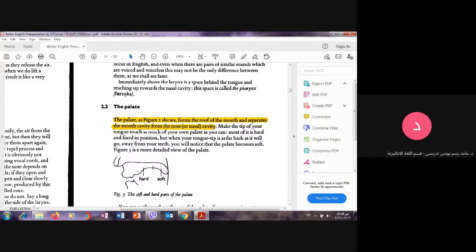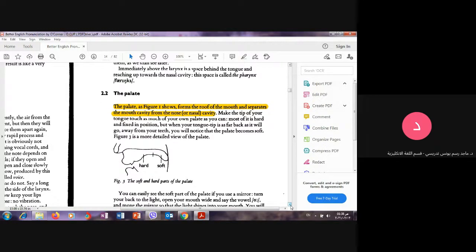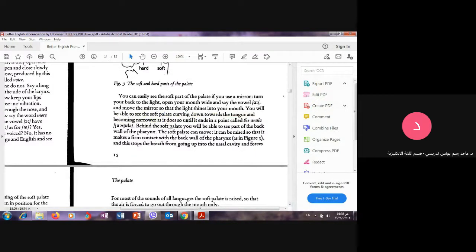Now let's start talking about the soft palate or the velum. This one has two functions in speech sound production. It can either be raised or lowered. Now let's see what happens when this soft palate is raised and what happens when it is lowered. So the first function is when the soft palate is raised.